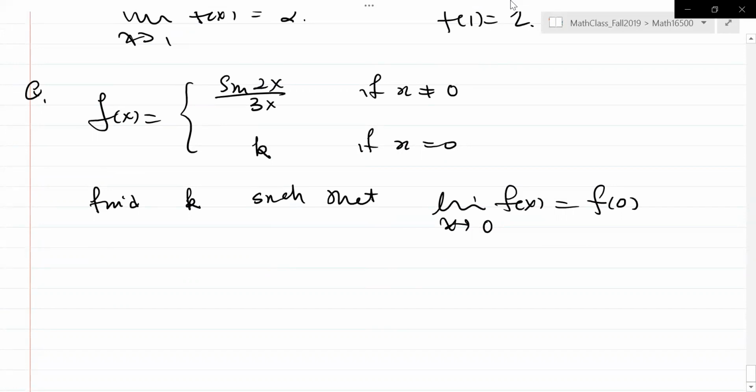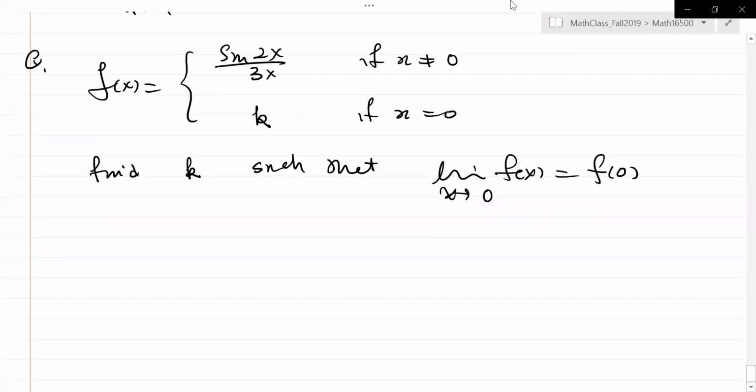But this is sine 2x over 3x. How can I find the limit as x approaches 0? But remember, sine x over x approaches 1 as x approaches 0. But now here I have sine 2x over 3x. So how can I do that? How can I find the limit? For x not equal to 0, it's sine 2x over 3x.